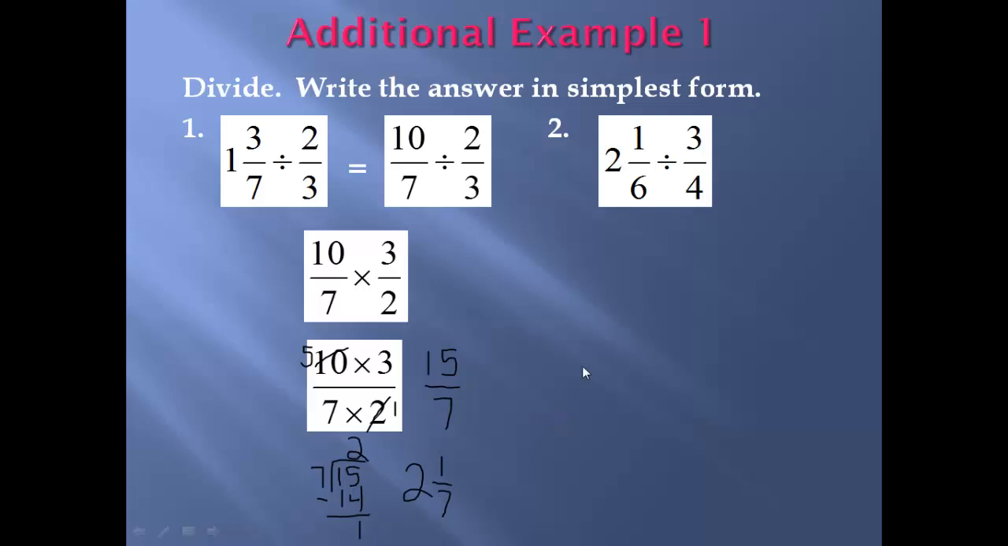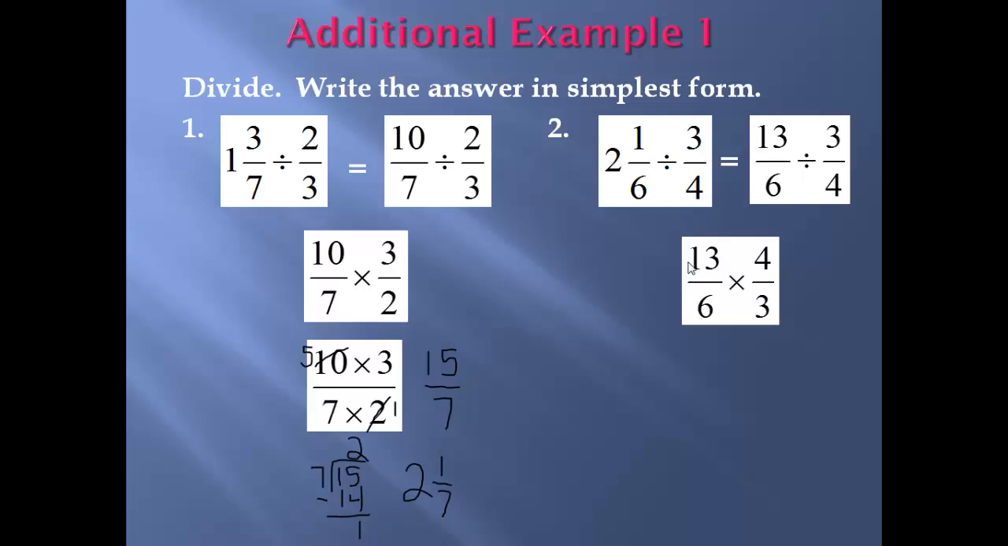Now for our second problem, we have 2 1/6 divided by 3/4. Our first step is to make 2 1/6 an improper fraction. 6 times 2 is 12, plus 1 is 13, so we have 13/6 divided by 3/4. Now we're going to keep 13/6 the same, and we're going to multiply by the reciprocal. So we have 13/6 times 4 thirds. Our next step is to go ahead and multiply the numerators and multiply the denominators. So we have 13 times 4 for the numerator and 6 times 3 for the denominator.